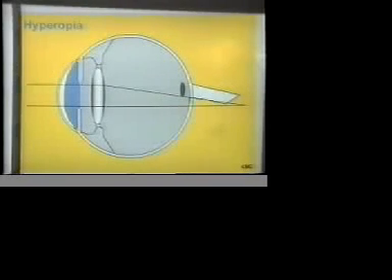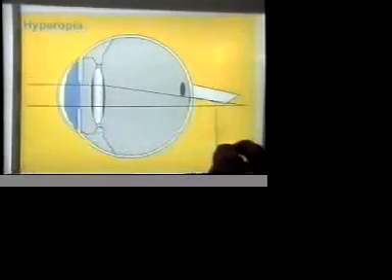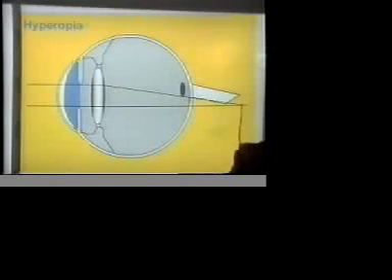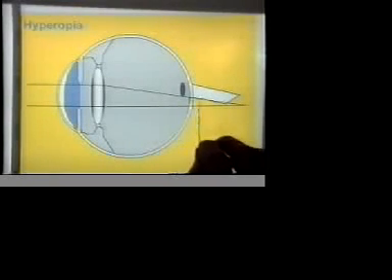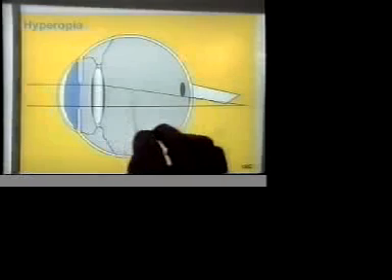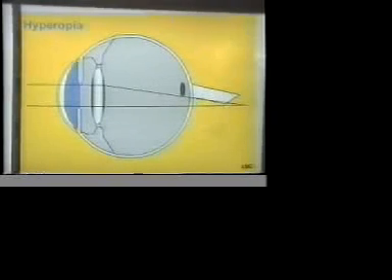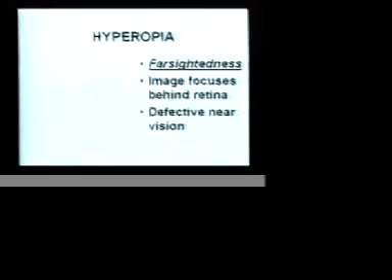The hyperope is the opposite of the myope. The myope has too much. The hyperope doesn't have enough. To correct for this hyperope, we need to bring this theoretical focal point closer to the retina. We need to have more power. We need to increase our power so that it will focus on the retina.